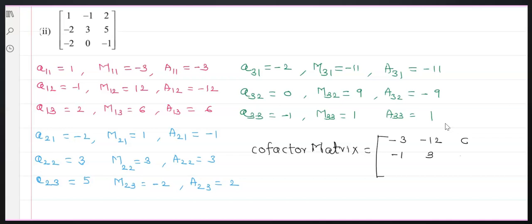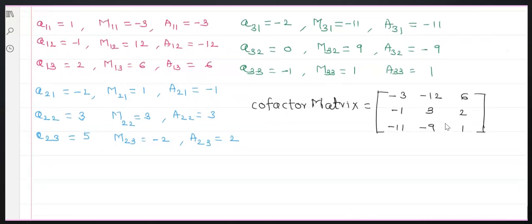Next is minus 1, 3, 2, minus 11, minus 9, 1. This is the cofactor matrix. And what about the adjoint?